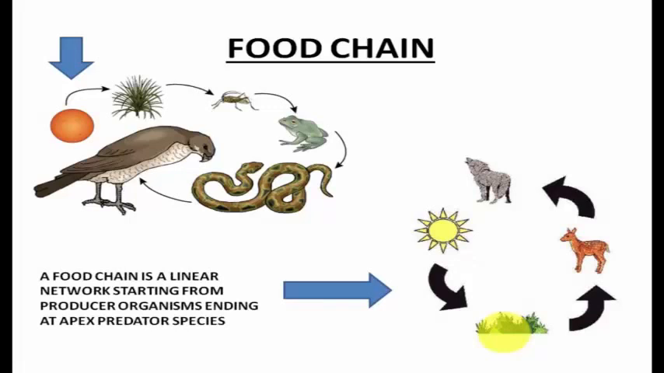So what is a food chain? Now you have seen 4 types of food chain. What is a food chain? A food chain is a linear network starting from a producer organism and ending at the apex predator species. So what is a producer organism here?